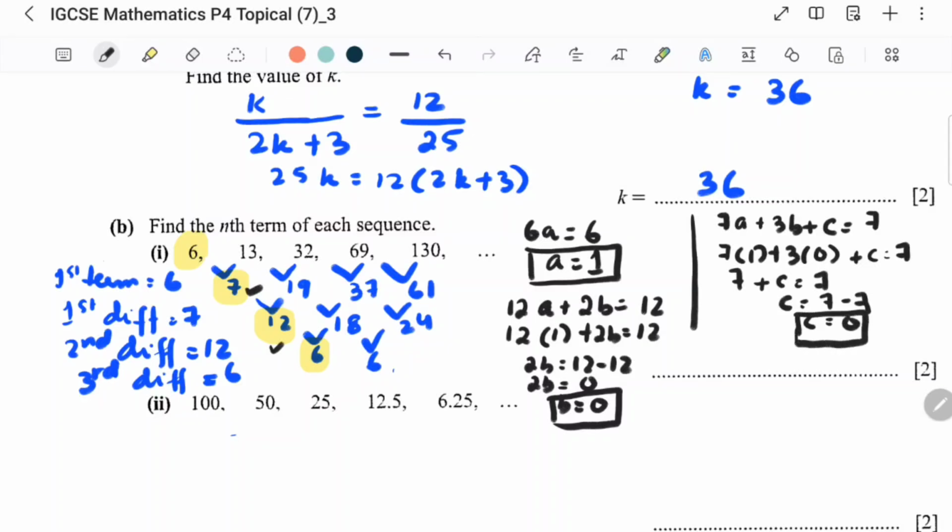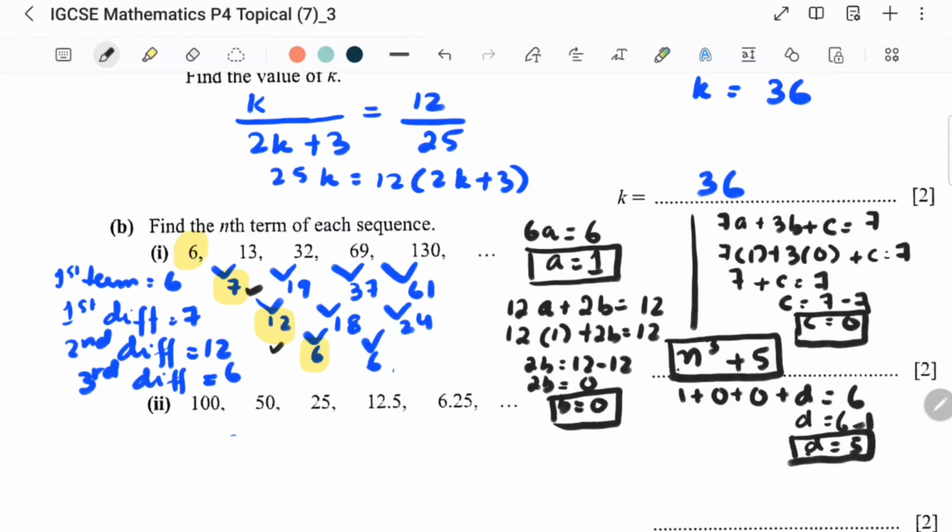Now we are moving on. All right, so a plus b plus c plus d is equal to the first term. So d is equal to 6 minus 1, d is equal to 5. So the formula is a n cube plus b n square plus c n plus d, and the rest of it is 0, so n cube plus 5 is the answer.